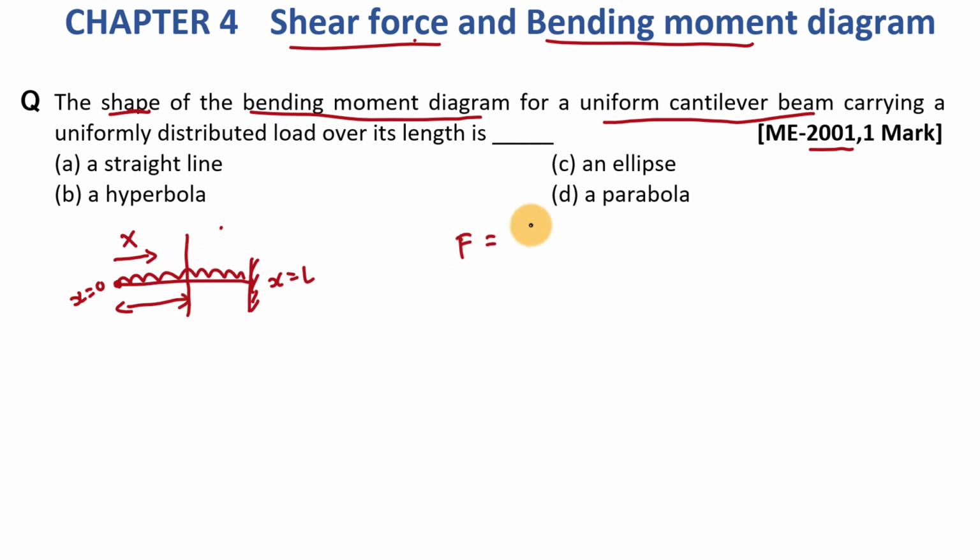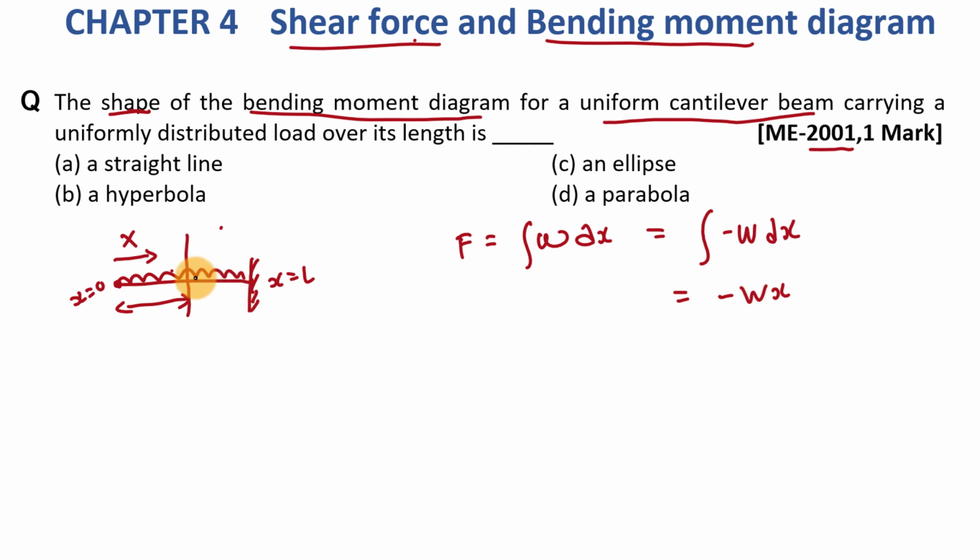And we know that shear force is the integration of uniform distributed load with respect to x. Here this uniform distributed load is constant and it is in the downward direction. So here we will take integration of minus w with respect to x. So it is actually minus wx.